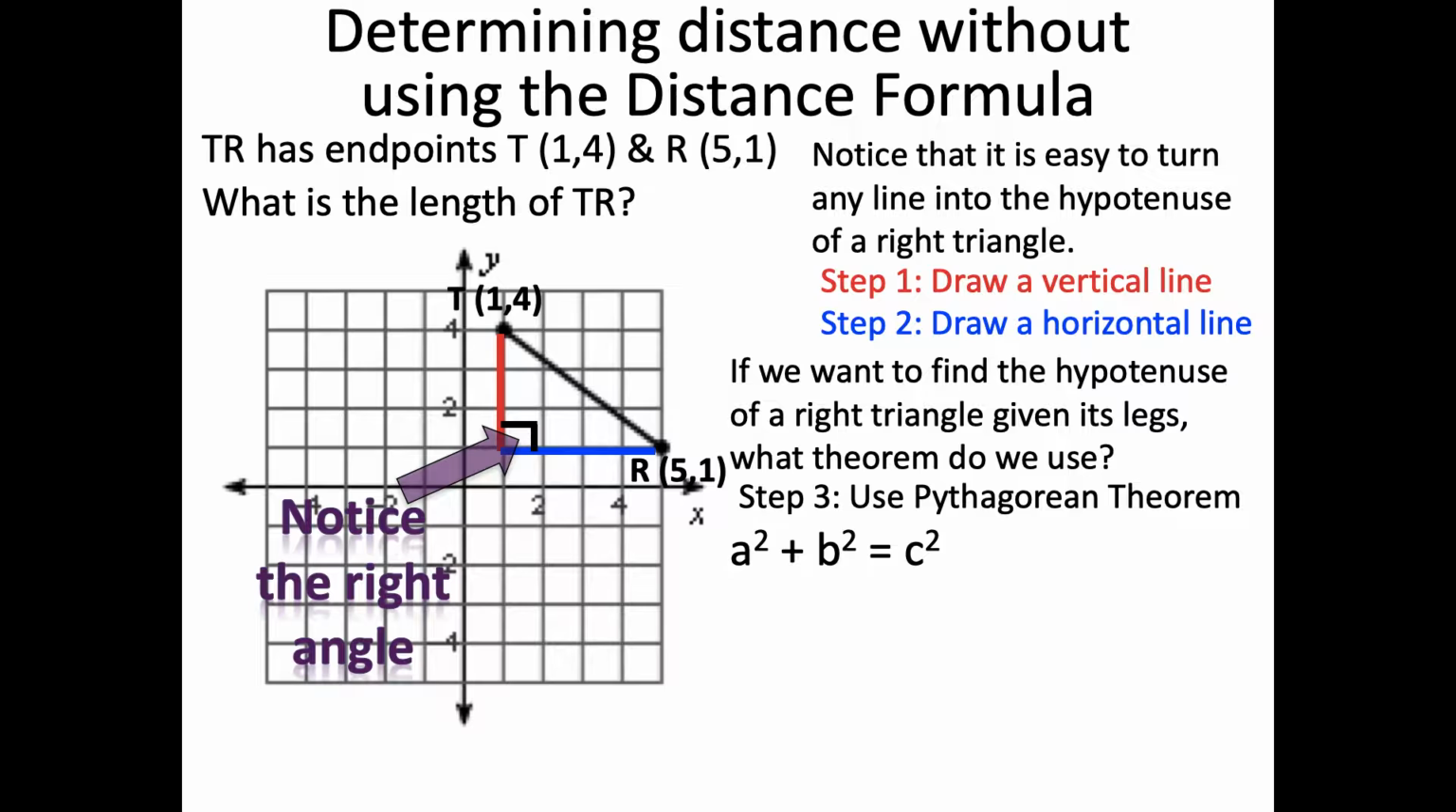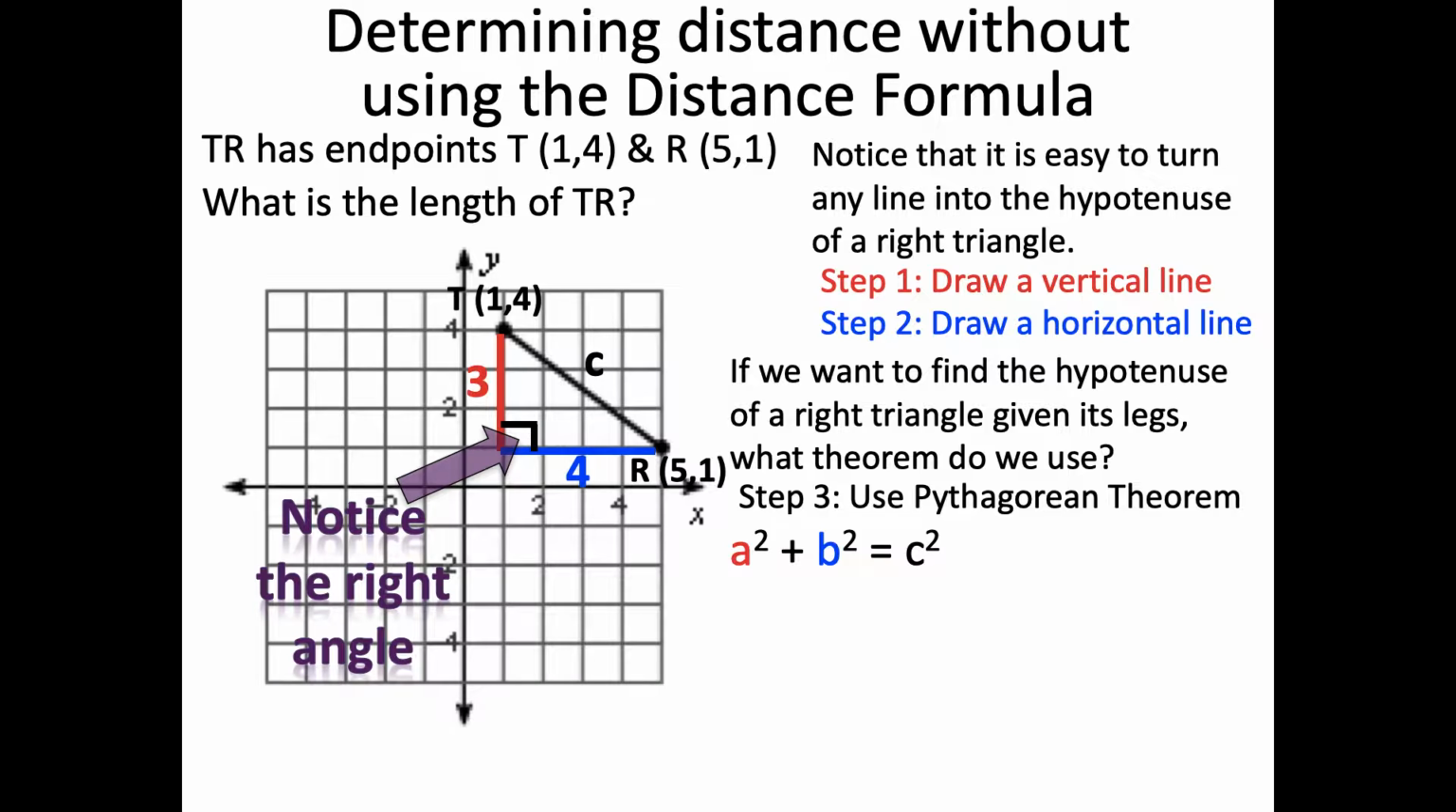So if I want to try to find how big is TR, what I can do is turn this into a triangle and then figure out how big is A, and how big is B to get C. Okay, well, to get A, I can just count it. It's 1, 2, 3 units. To get B, I can just count it. It's 1, 2, 3, 4.